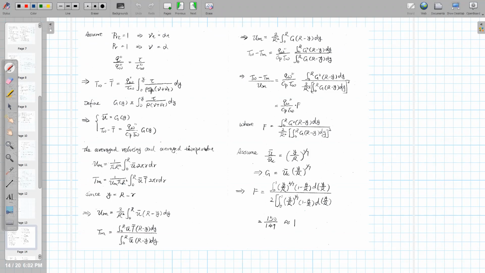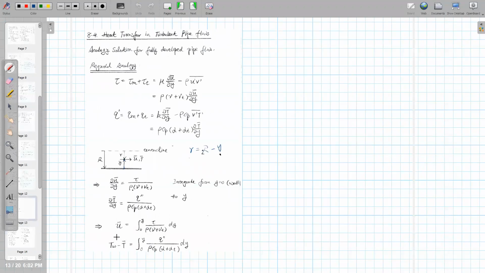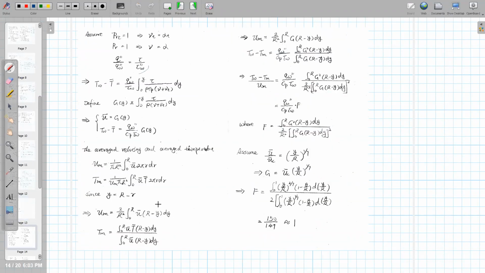Okay. You bring this into the T equation here. Replace the q'' with this, and replace the q' with these three terms here. We will get T infinity minus T mean equals q''_w divided by tau_w, integral from 0 to y of tau divided by these things.